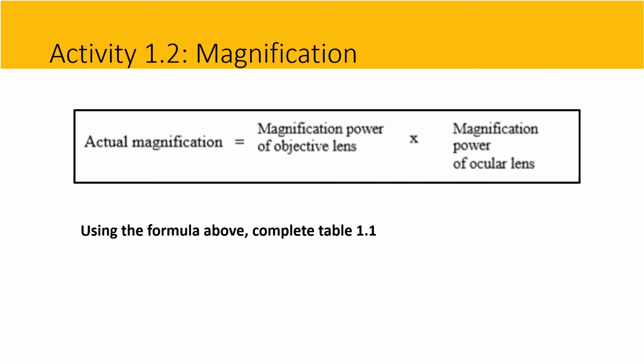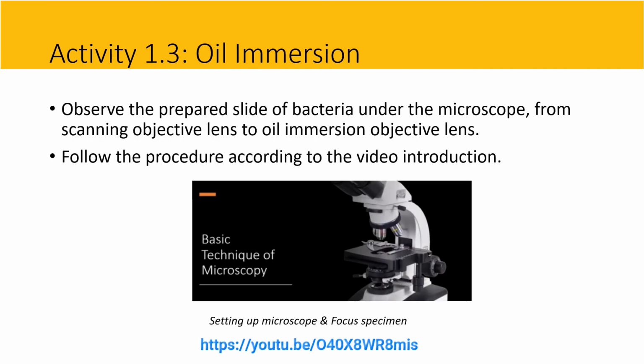Activity 1.2, magnification. Using the formula above, calculate the actual magnification by multiplying the magnification power of objective lens by the magnification power of ocular lens. Complete the Table 1.1.